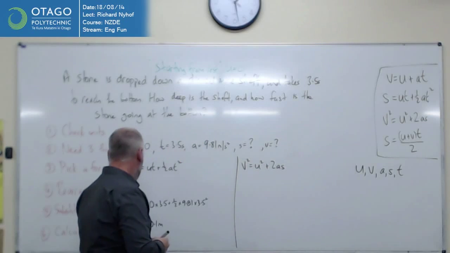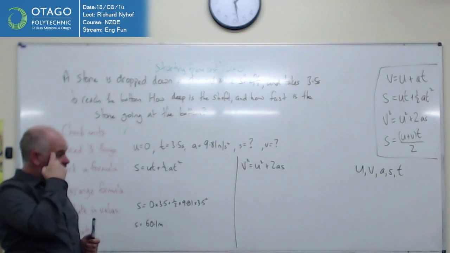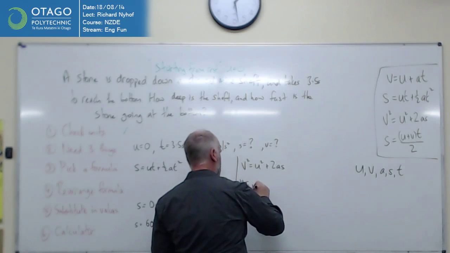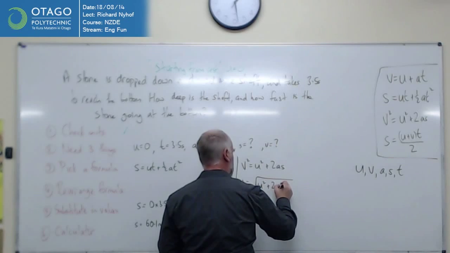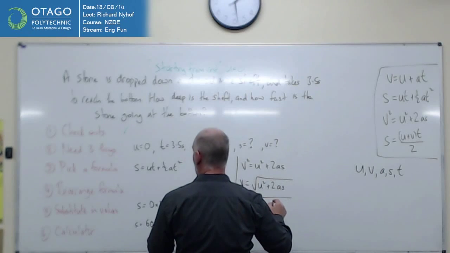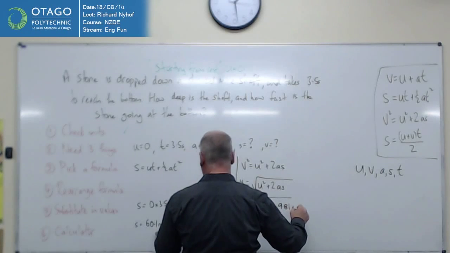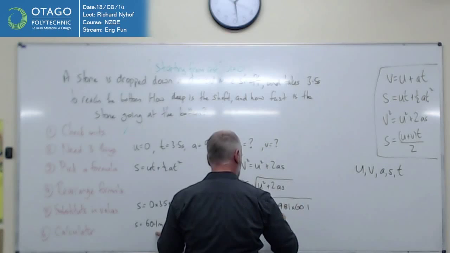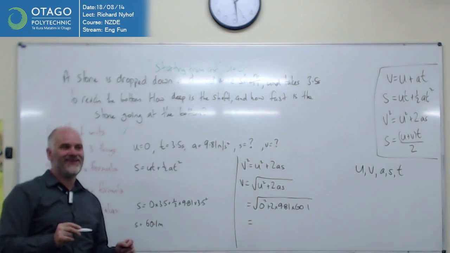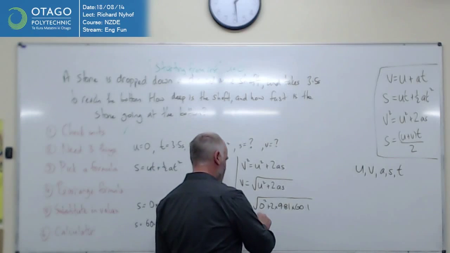Okay, so that's a formula that should work. We've got U, A, and S, and we're trying to find V. Have to rearrange that one though, because it's not V equals, it's V squared equals. So V equals the square root of U squared plus 2AS. Sticking some numbers in, the square root of, what's U? 0 plus 2 times A times S. Push the relevant buttons on the calculator, and we come up with, got an answer here? 34.3.